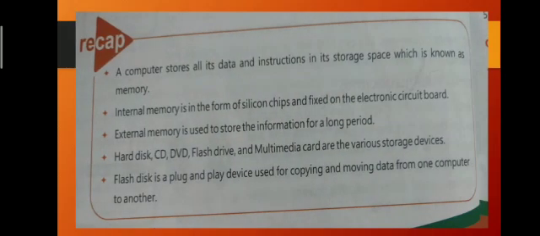Now let's see the recap of the chapter. A computer stores all its data and instructions in its storage space, which is known as memory, as I told you. Next, internal and external memory. Internal memory is also known as main memory. Okay, and it is in the form of silicon chips that are fixed on an electronic circuit board.